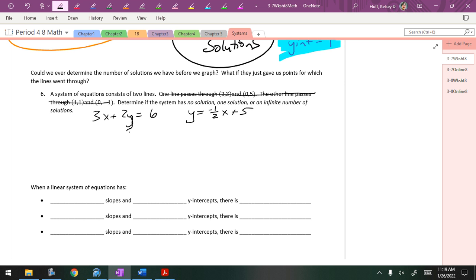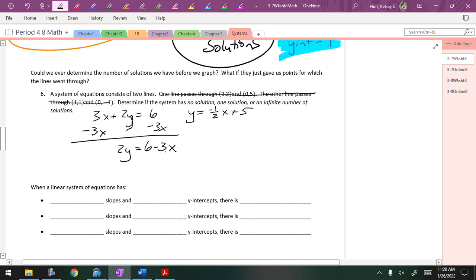To differentiate between those three answers, what do I need to look at? The slopes. Everything depends on the slopes and the y-intercepts. So if I take the equation on the left, 3x plus 2y equals 6, first question I ask myself, is y by itself? No. I need to get y by itself. First step, subtract your 3x to the other side. 2y equals 6 minus 3x.